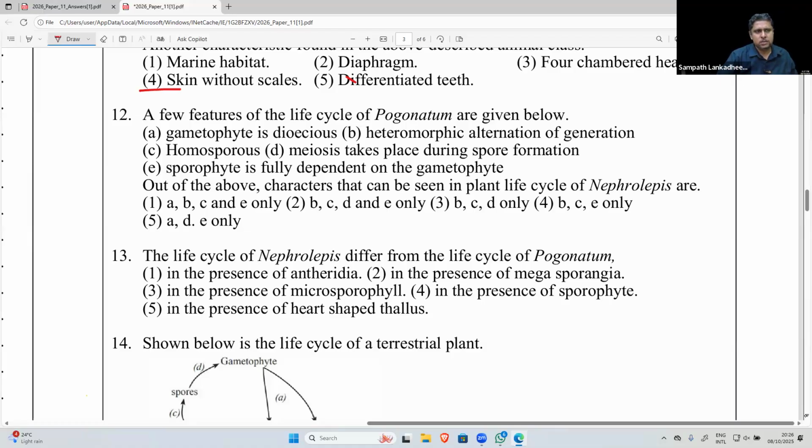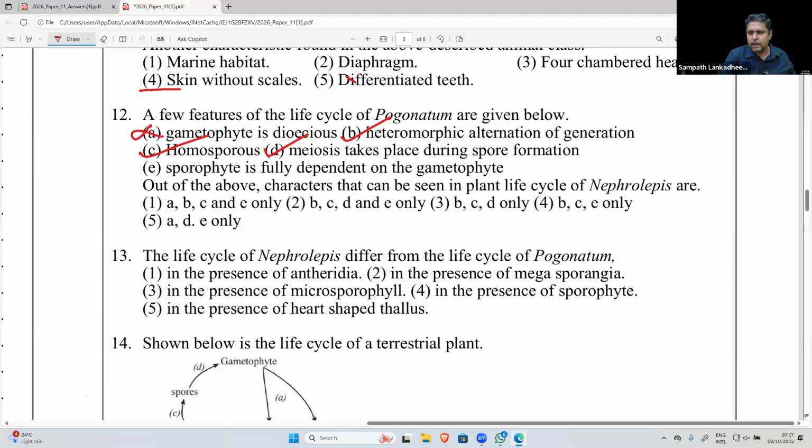Gametophyte is dioecious? Monoecious, neither, wrong. Monoecious means bisexual. Heteromorphic alternation of generation, yes, correct. Gametophyte visibly different, correct. Homosporous, correct. Meiosis takes place during the spore formation. That is correct. Meiosis results in spores.